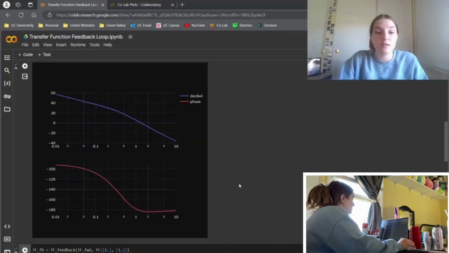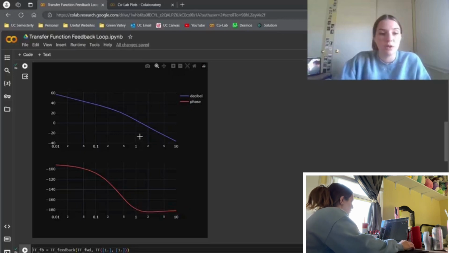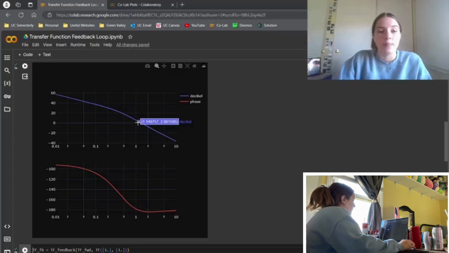So now we can see that our crossover frequency, so when we reach negative 180, our omega value is about 1.15 still, but if we find 1.15 on our decibel graph, we can see that our decibel value is 3, which means that we are over 0, so our system is now considered unstable.